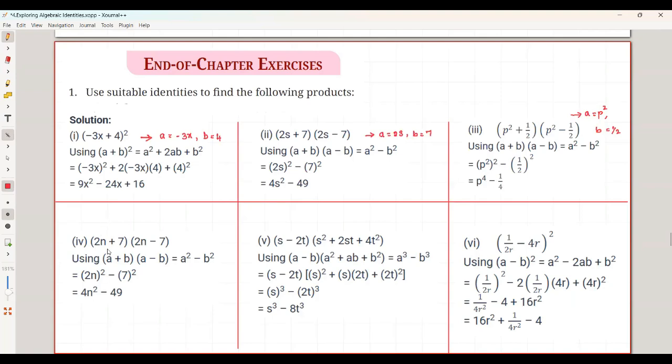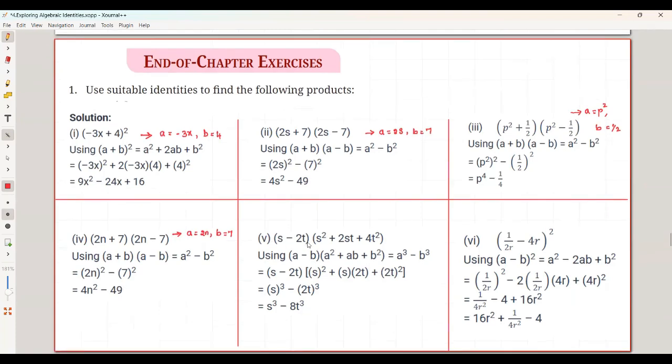Now fourth question, (2n + 7)(2n - 7). This is also in the form of (a + b)(a - b). So here we can take a is equal to 2n and the b value we can take as 7. So replace in the formula, right? The answer will be 4n square minus 49.